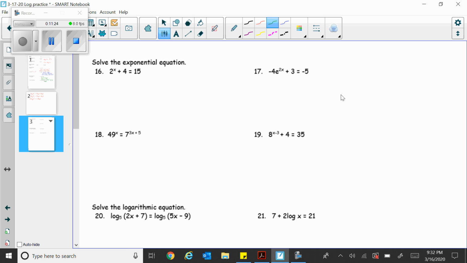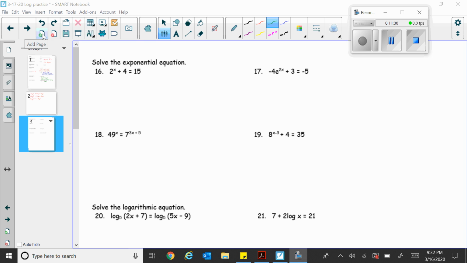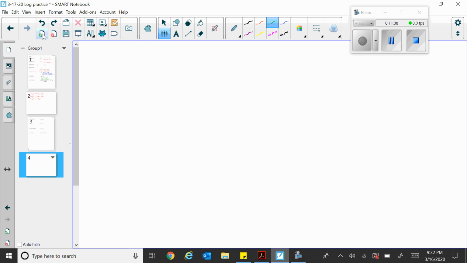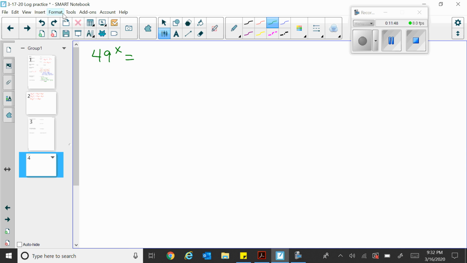So I don't know, let's look at 18. 18 is one of those problems where you can get it to have the same base. So I am going to actually just go ahead and use a full page because I don't want to cram my writing in. So 49, I'm just going to rewrite it. 49 to the x power equals 7 to the 3x plus 5 power.